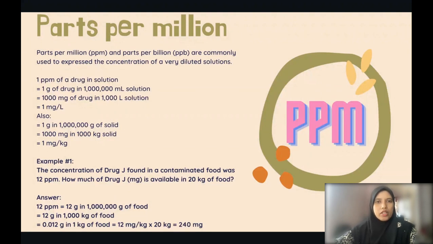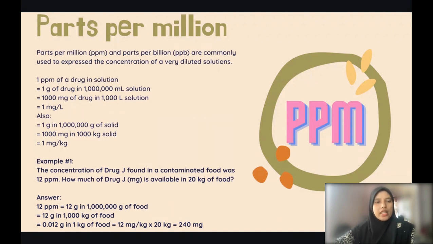If you refer to this slide, we have two ways to express this, which is by ppm, parts per million, or ppb, parts per billion. This is a commonly used way to express the concentration of a very diluted solution. If we say it's 1 ppm or 1 ppb, it refers to a very diluted solution, and it helps us to understand how much drug substance or powder is available in the preparation.